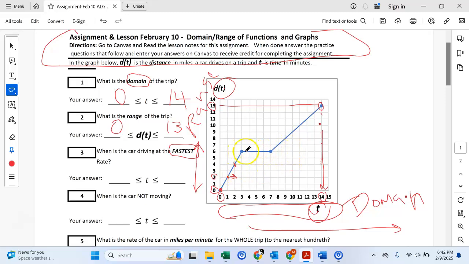Here, when it's flat, there's time going by, but he's not increasing his distance. So at this point, he is stopped. He's not moving. So his rate is 0. He's not moving, right?